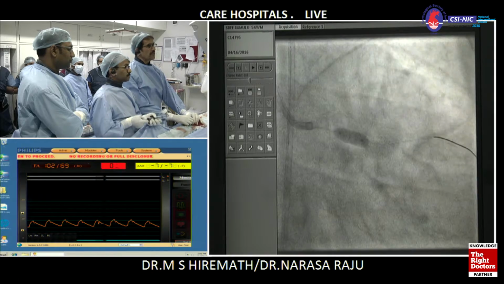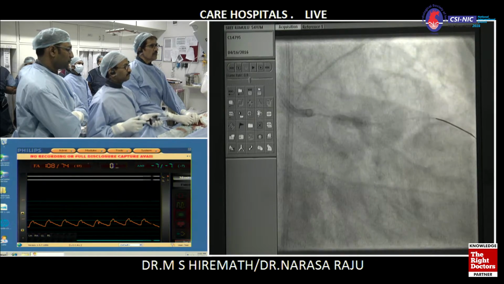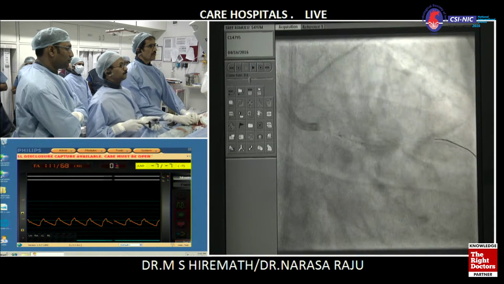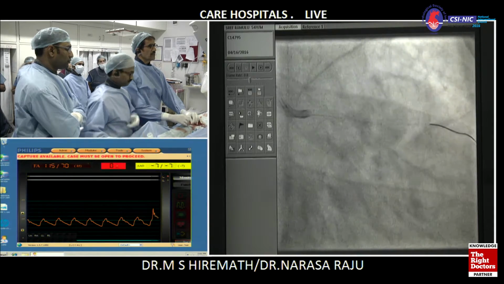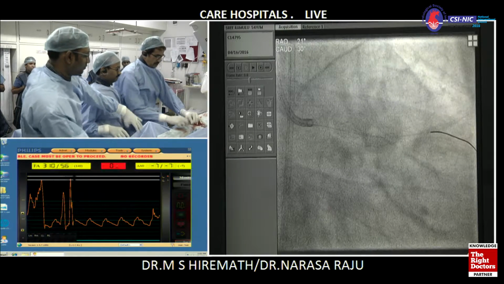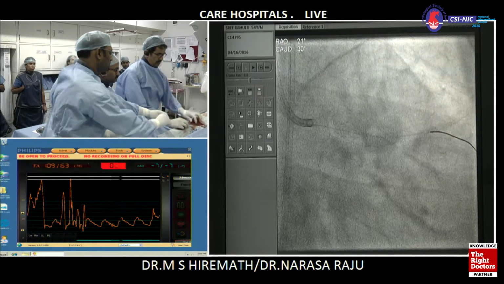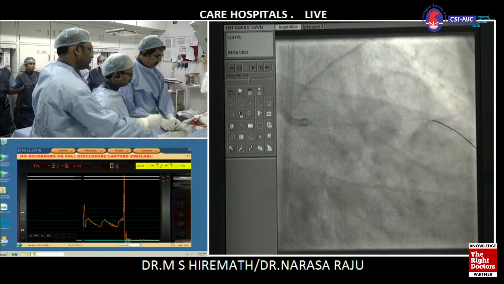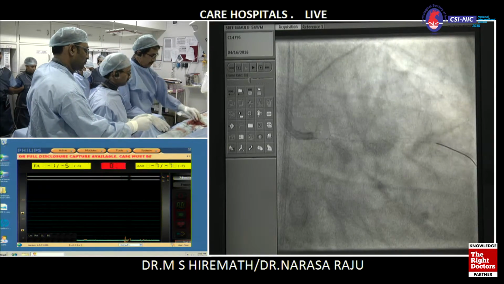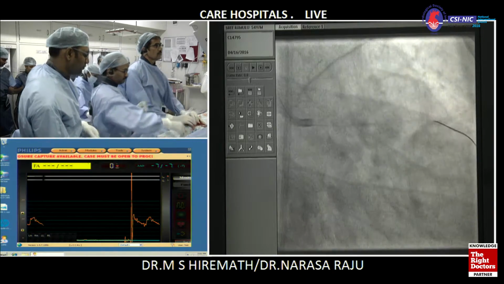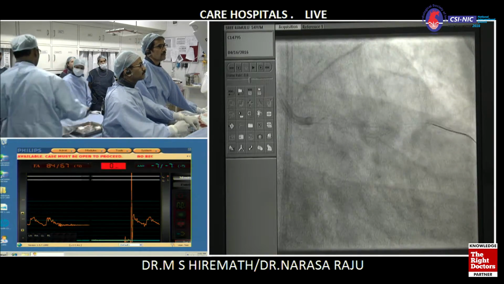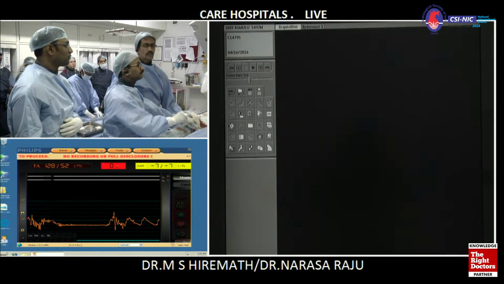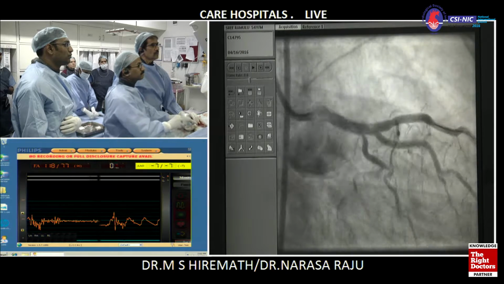So we'll quickly take a picture before you leave us and go. Ready with contrast? Yeah, ready with contrast. So go LAO caudal, please.